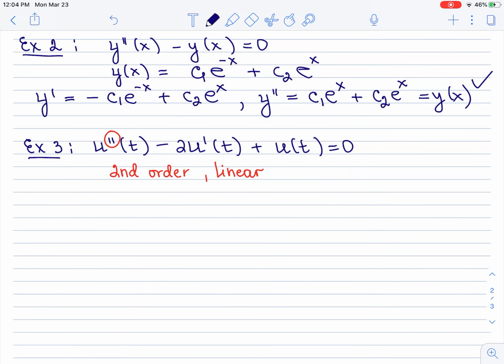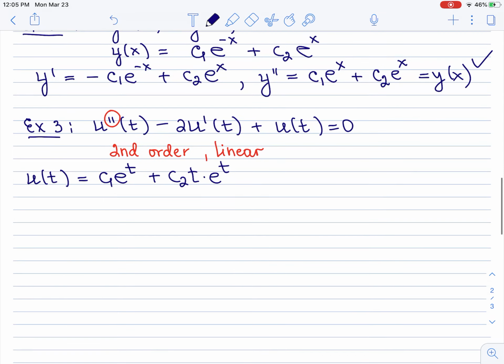Okay, they give us a general solution. So they say u of t is c1 e to the t plus c2t times e to the t. So let's verify it, which means we need to find the second derivative and the first one. Well, the first one first. u prime is what? c1 e to the t plus, product rule here, c2 e to the t plus c2t e to the t. Okay?